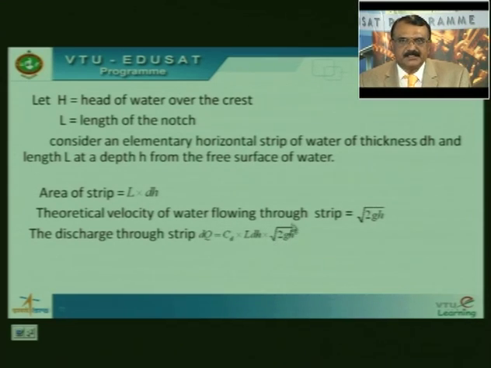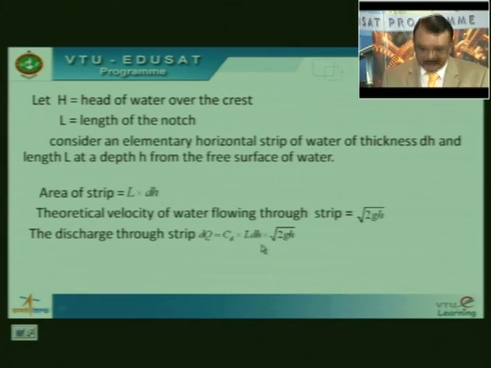Remember, I said this is the theoretical velocity. Now if you recall, if I multiply this theoretical discharge by the coefficient of discharge, which is always less than or equal to 1, I am going to get the actual discharge. I repeat, if you multiply the theoretical discharge by the coefficient of discharge, you get the actual discharge. In this case, the actual discharge is equal to the coefficient of discharge into the theoretical discharge, which is given by the area of the strip L dH into root of 2gh. I hope this is clear.